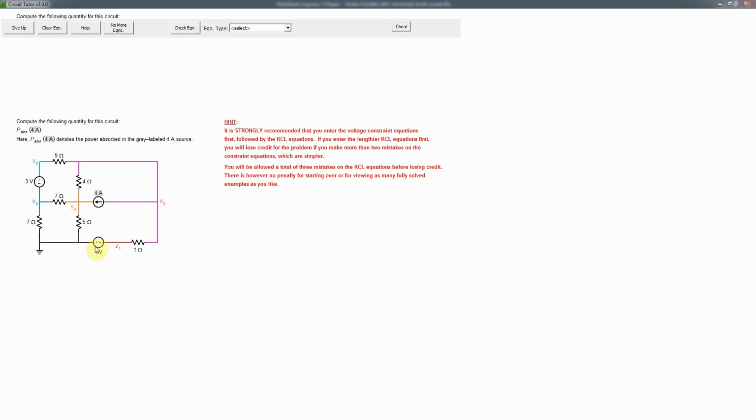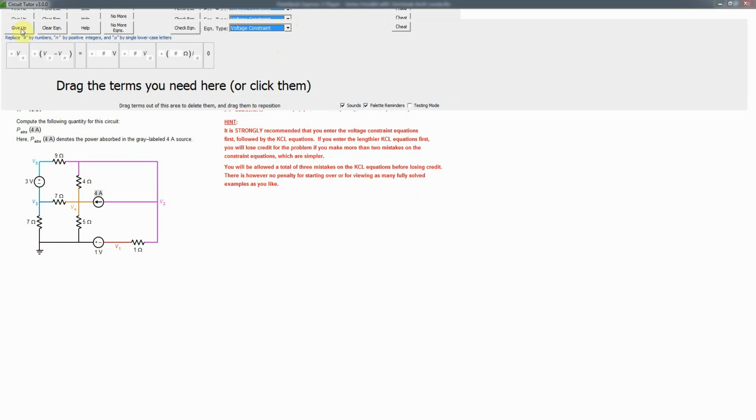Okay, so now, again, it's advising us to do the voltage constraint equations first, and then probably actually the sought variable equation would be a good one to do as well. So let's write voltage constraint equations.